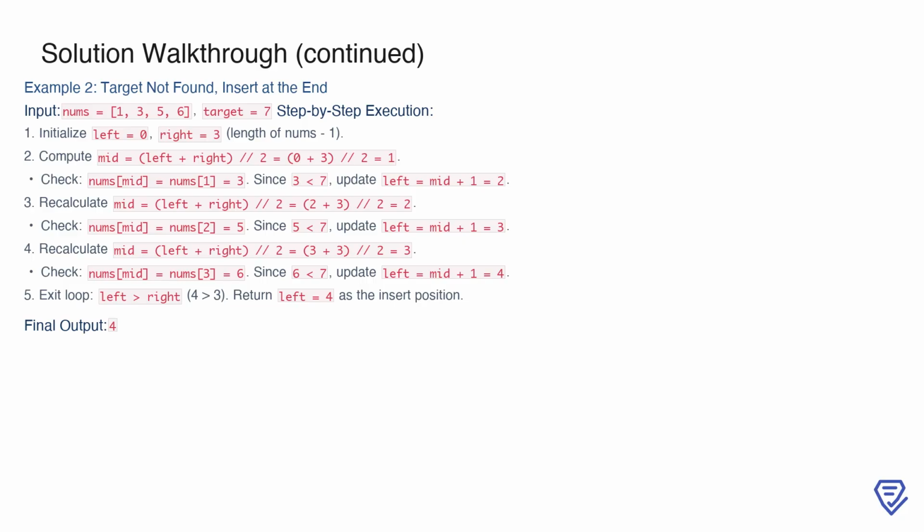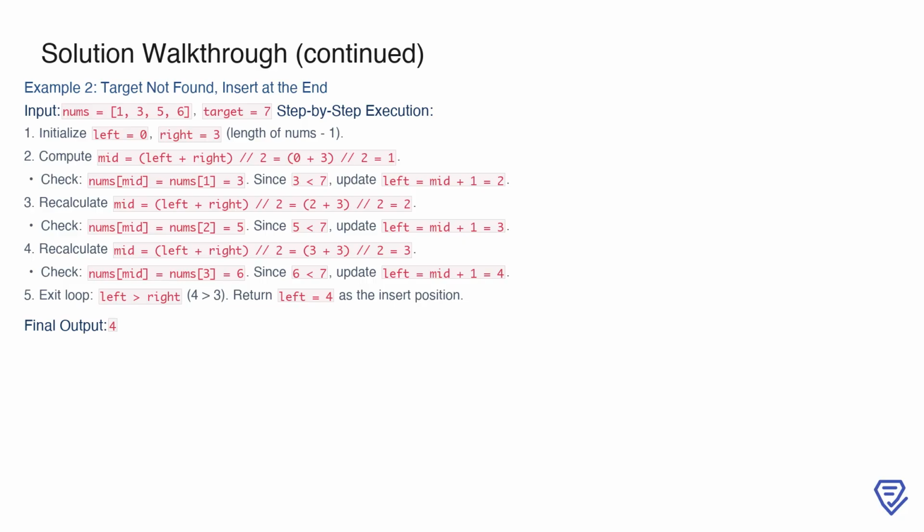Again, we initialize left at 0 and right at 3. Calculating the first midpoint, we get (0 + 3) // 2 = 1, so mid is 1. The value at nums[1] is 3, which is less than the target 7. To narrow the search range, we move the left pointer to mid + 1, which is now 2. Recomputing the midpoint gives (2 + 3) // 2 = 2, so mid points to index 2. Checking nums[2], we find it equals 5, which is still less than 7. Again, we move the left pointer to mid + 1, updating it to 3.